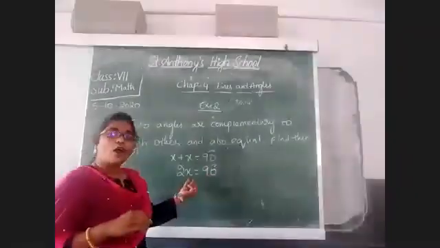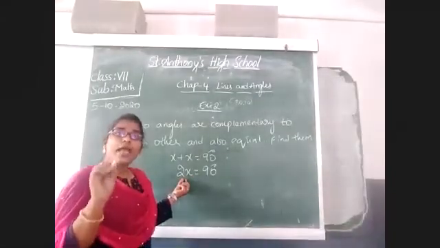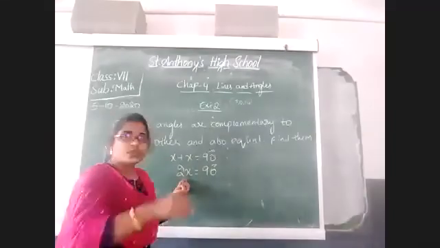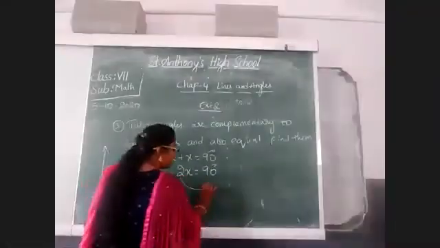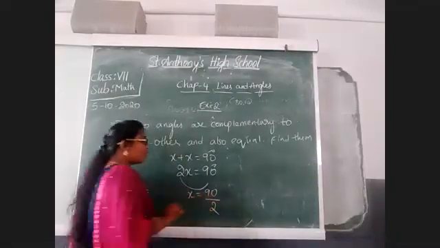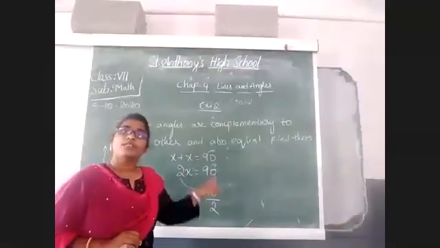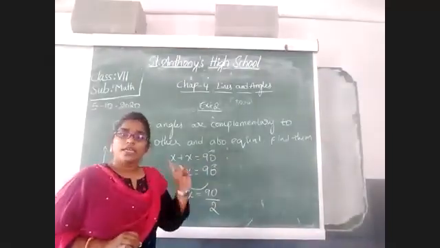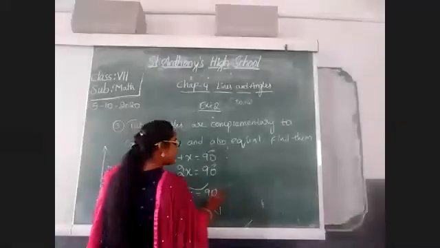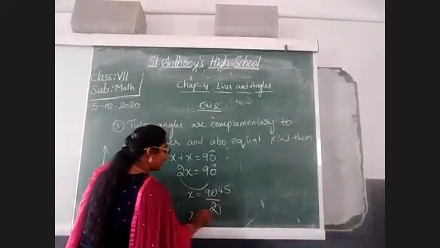So here we want only the x value, right? What is the extra term here? 2. So what do we have to do? Transpose 2 to the RHS. So x equal to 90 by 2, because here 2 was connected with the multiplication sign. So when we transpose it, it will become division. Clear? Now 2 ones are 2, 2 fours are 8, so 45. So x equal to 45 degrees.